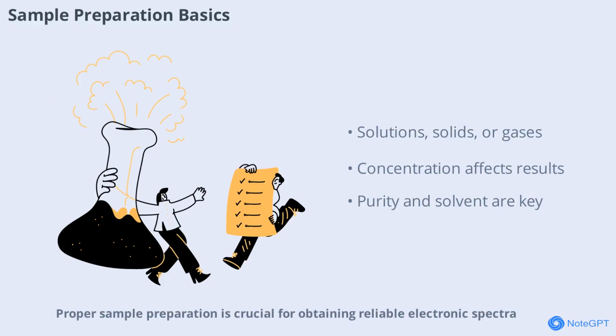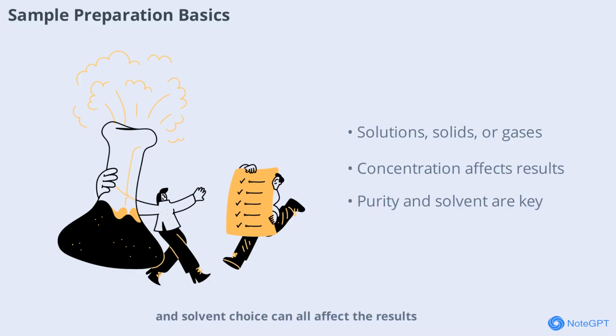Proper sample preparation is crucial for obtaining reliable electronic spectra. Samples may be in the form of solutions, solids, or gases, depending on the experiment. The concentration, purity, and solvent choice can all affect the results. Careful handling and preparation ensure that the spectra accurately reflect the electronic properties of the substance being studied. This step is often overlooked, but is essential for high-quality data.